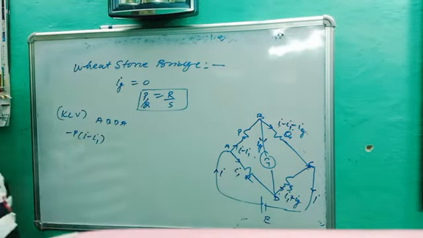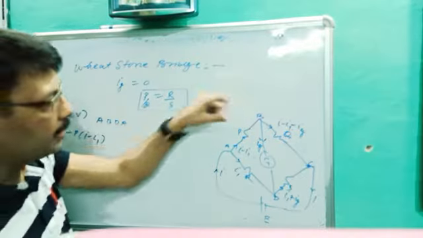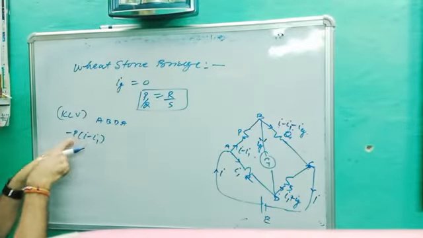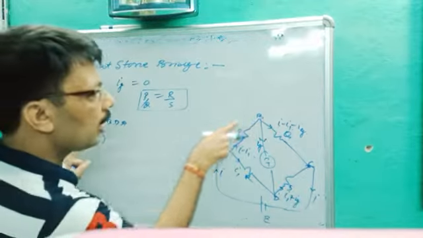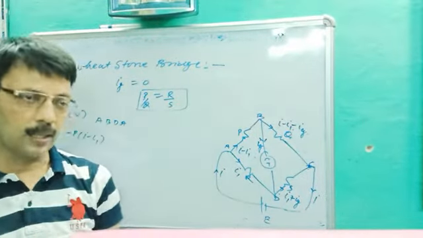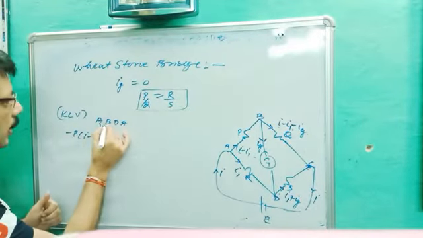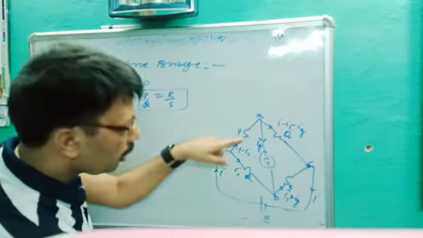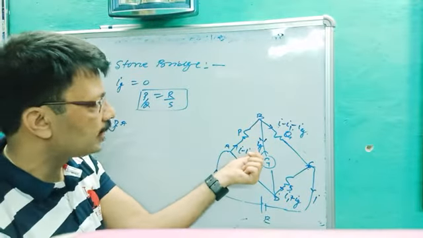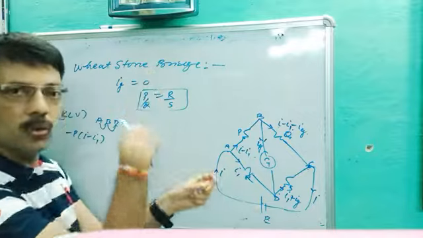Are you getting Kirchhoff's voltage law? The multiplication of current and resistance will be negative because we are moving in the direction of current. Okay. Next, B to D. For a little moment, let us suppose the current is Ig, but I will take Ig equal to 0 at last.